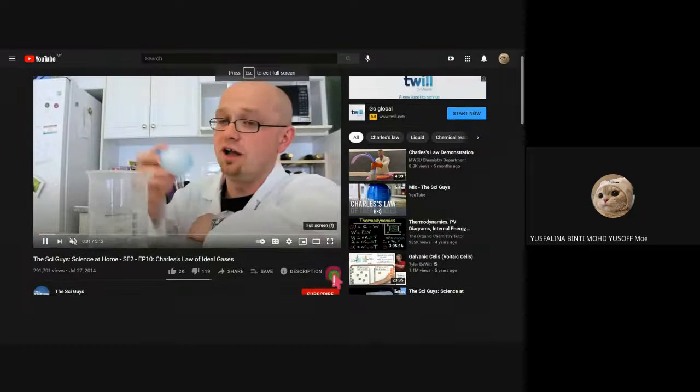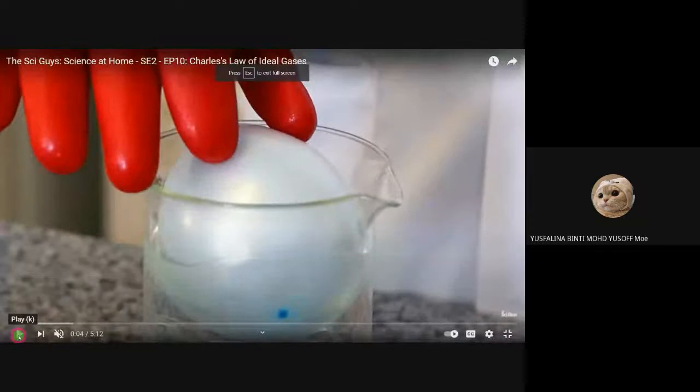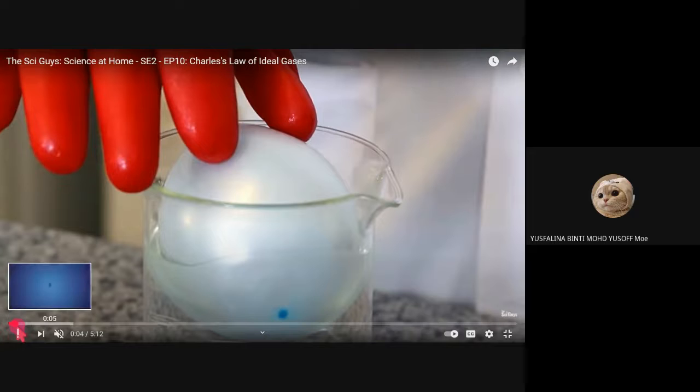Okay, so this one we will not do at the lab. This one is actually the activity. For the experiment one, you need to use the capillary tube. You put the capillary tube inside the beaker, right? Then you will heat up the beaker and the round bottom flask. Then you will see the length of the capillary tube increase.